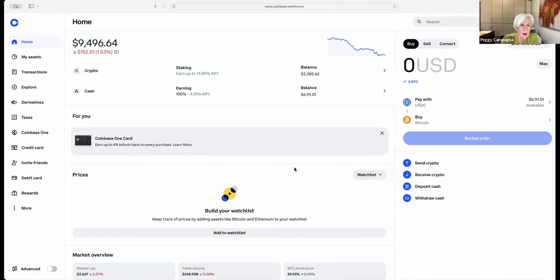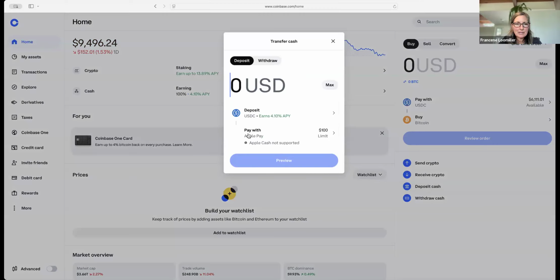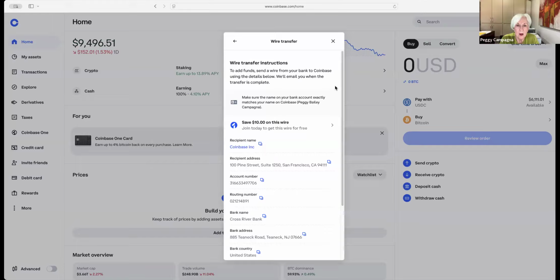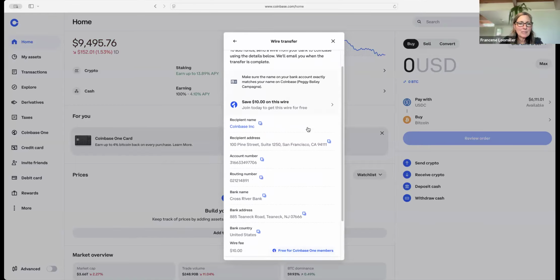Very good. Okay, can you see this? Yes. Am I in the right place? Click down below there where it says deposit cash on the right-hand side. Right there. And then where it says pay with, go to the right of it. Okay. And this is wire transfer. Click on wire transfer, and that's the information you want to give your bank for the wire.